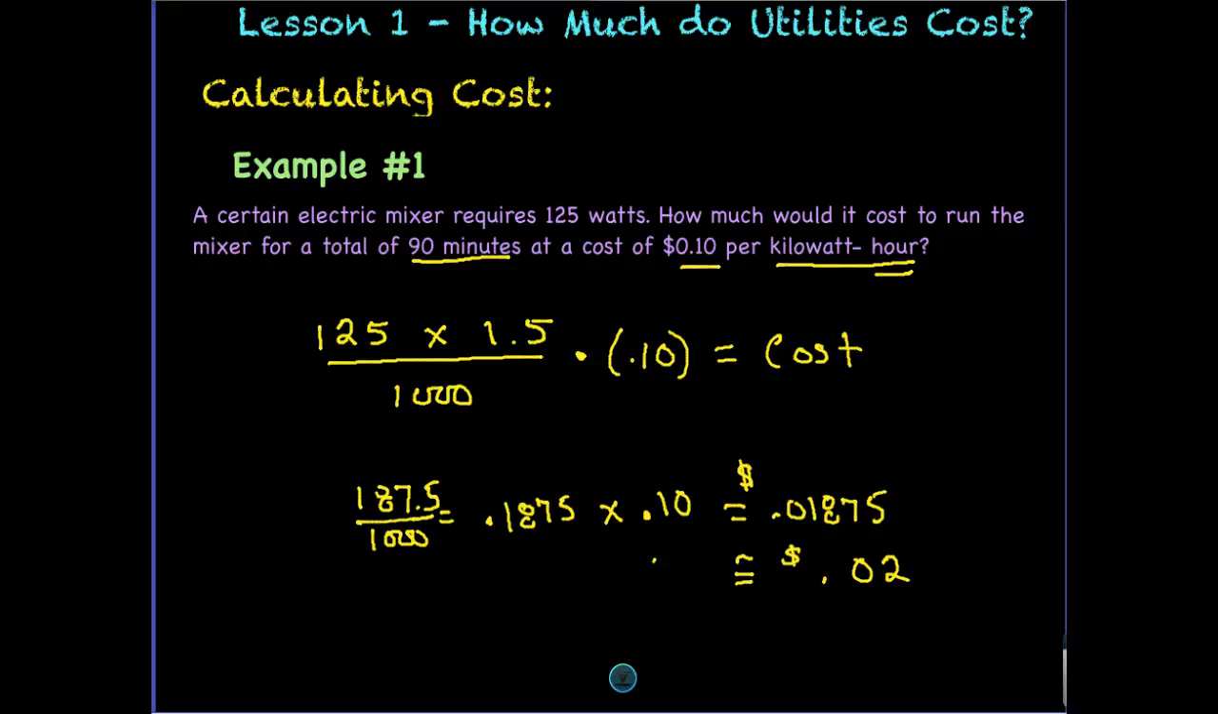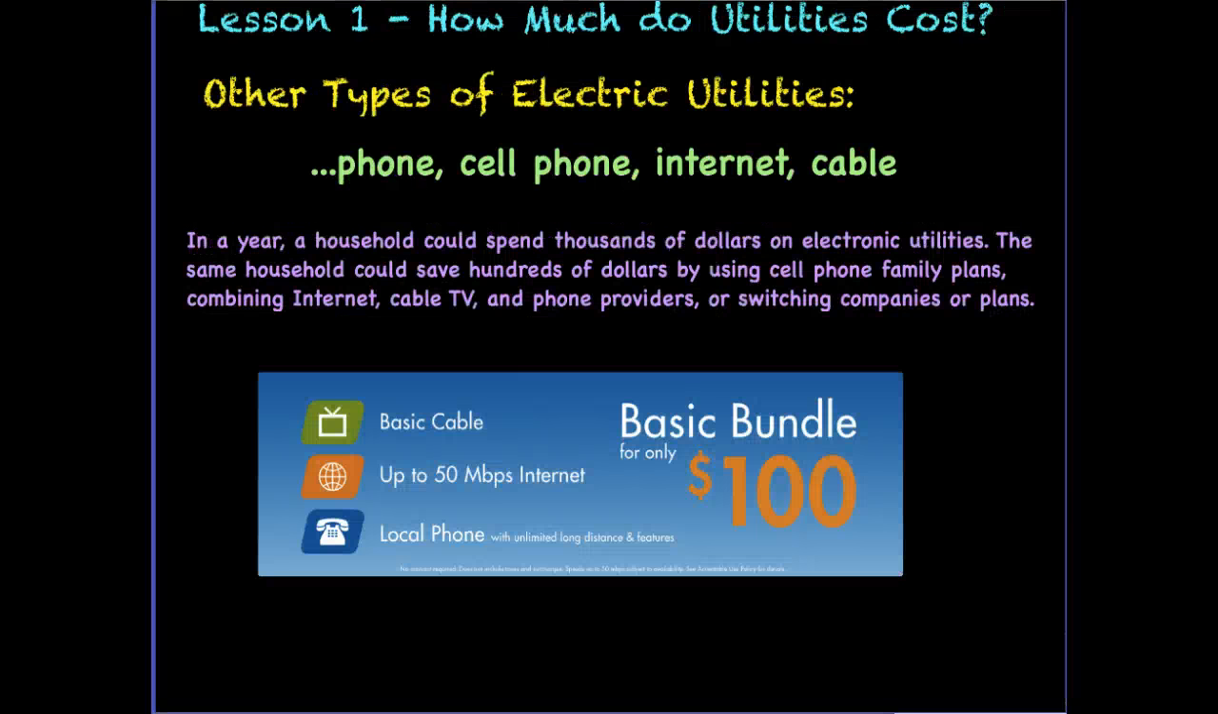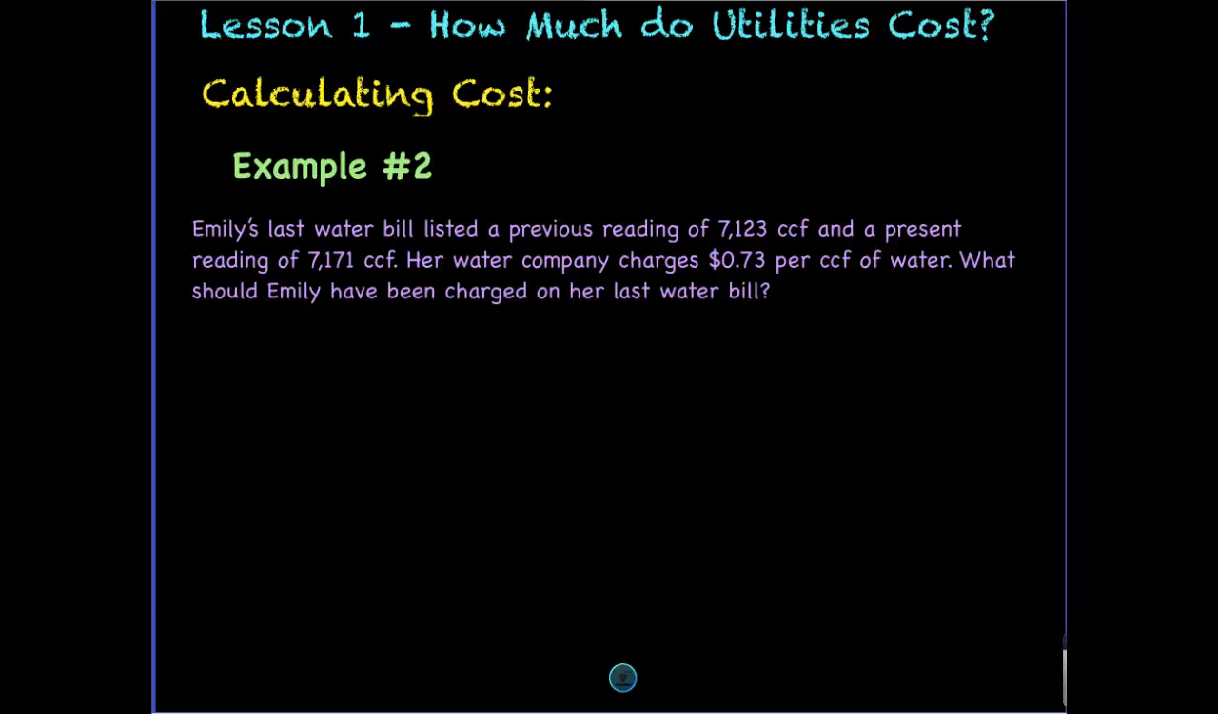All right, let's look at an example now using a water bill. In this situation, Emily's last water bill listed a previous reading of 7,123 cubic feet and a present reading of 7,171 cubic feet. Her water company charges 73 cents per cubic foot of water. What should Emily have been charged on her last water bill?